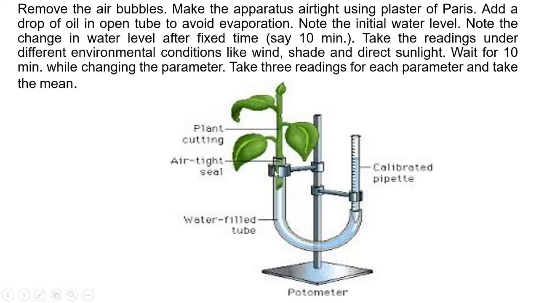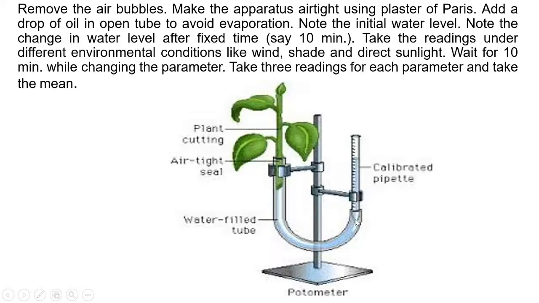For each environmental condition, we have to take 3 readings: 1, 2, 3. 3 readings we have to take in shade, 3 readings in wind, and 3 readings in direct sunlight. Dear student, this apparatus is called the burette photometer.